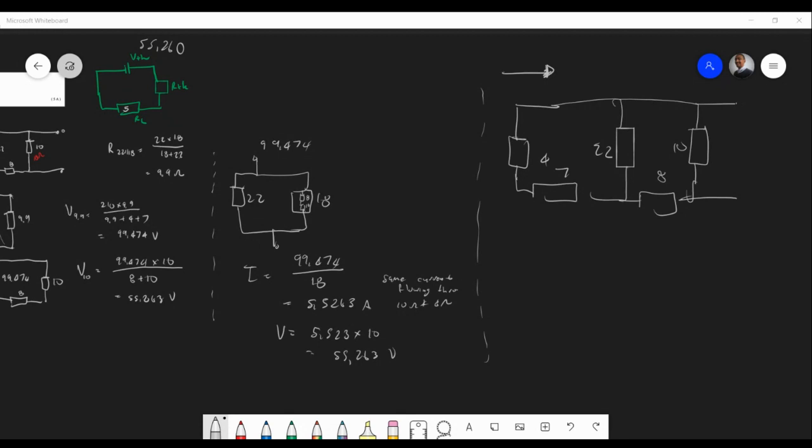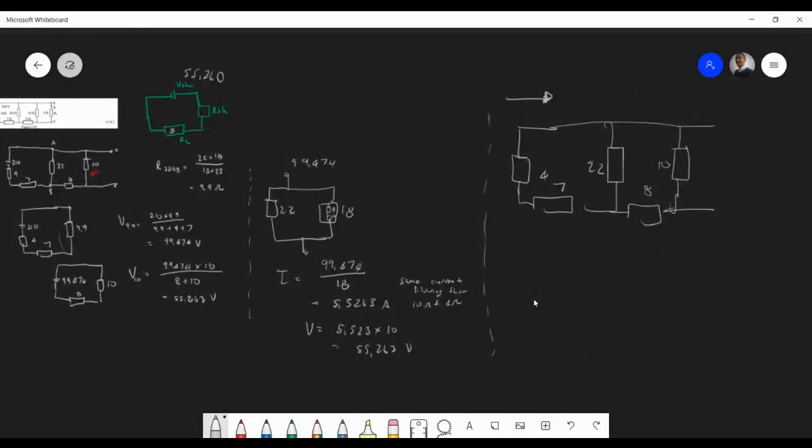Did you get the answer? What's the Thevenin resistance? Fantastic, you got it. So how do we get there?